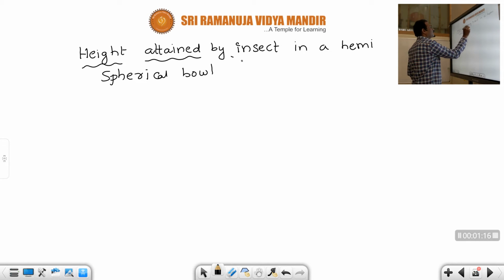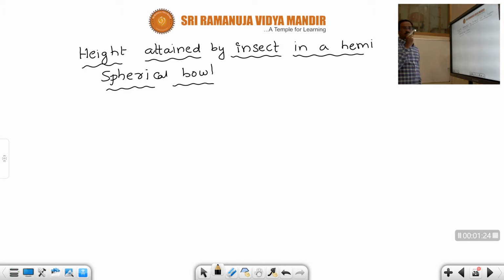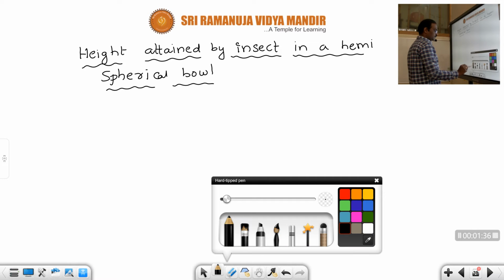This is the concept: they will ask some questions, and sometimes the hemispherical bowl is a rough surface. Then how much height can be attained by this insect or creature when it is moving from the bottom of the bowl? Let's see now what the situation is here.